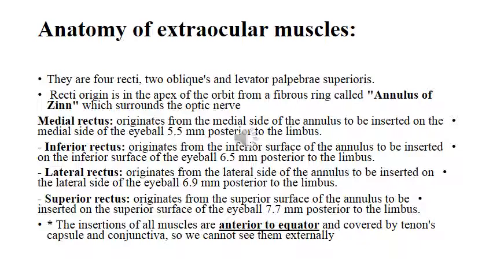Medial rectus inserts 5.5 mm posterior to the limbus. Inferior rectus inserts 6.5 mm posterior to the limbus. Lateral rectus and superior rectus insert 6.9 mm and 7.7 mm posterior to the limbus respectively. These insertions are into the sclera. We cannot see them because they are covered by Tenon capsule and conjunctiva.